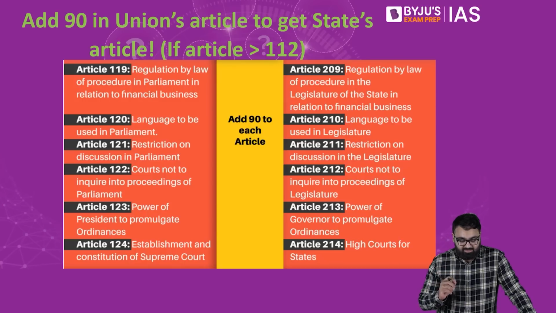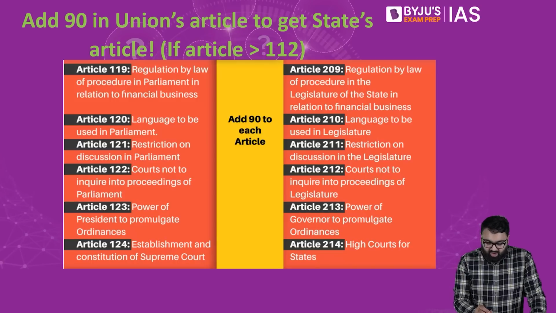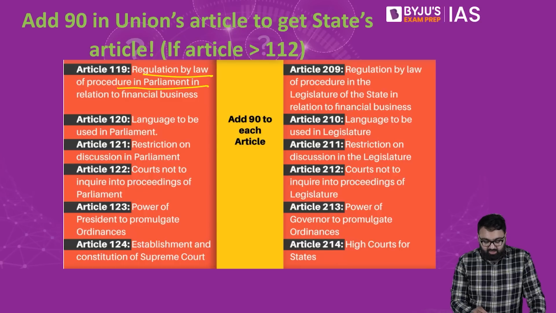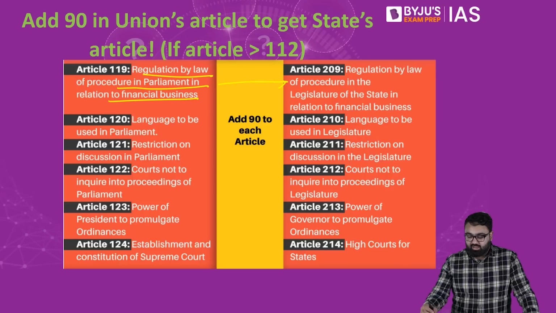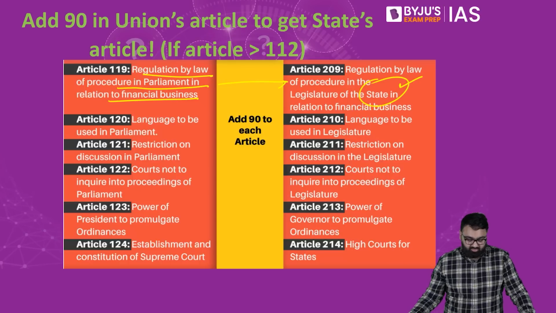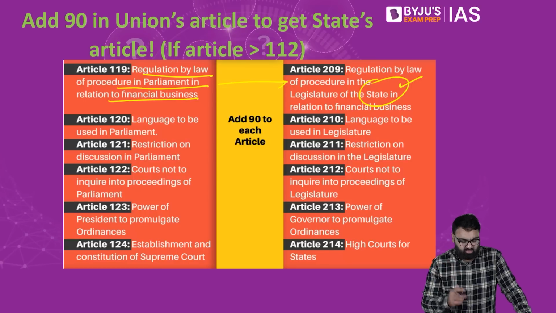There are other examples as well. Let's see how. For example, there is article number 119, regulation by law of procedure in parliament in relation to financial business, and plus 90 is 209, the same thing for the state government level. This holds true even when you talk about president and the governor.